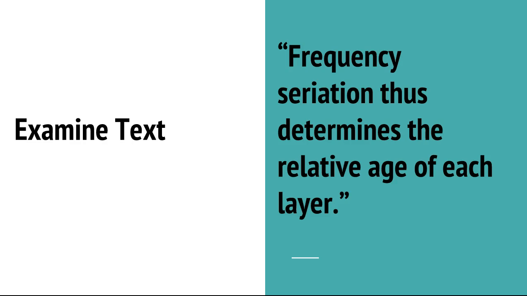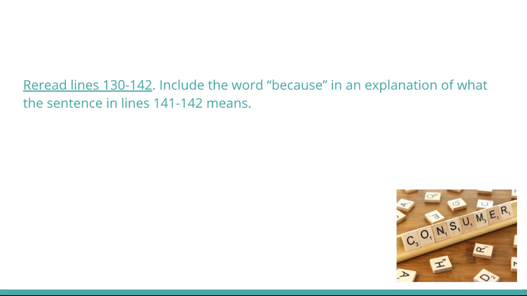Notice the sentence in lines 141 and 142. Frequency seriation thus determines the relative age of each layer. Reread lines 130 through 142. Include the word because in an explanation of what the sentence in lines 141 and 142 means. Pause while you think.